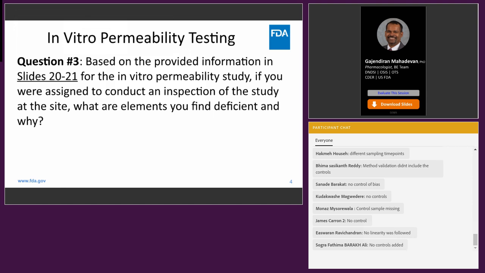So the question is, what are the elements you find deficient and why? So let's find out what is missing there. Someone pointed out that the analytical method validation was not conducted for the control. That's exactly correct. The permeability markers and efflux markers were quantified in the study samples, but the analytical method was not validated during pre-study method validation. That's correct.